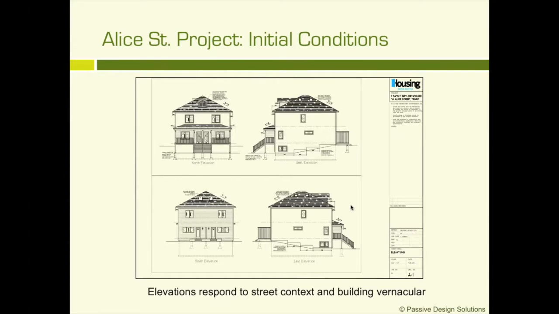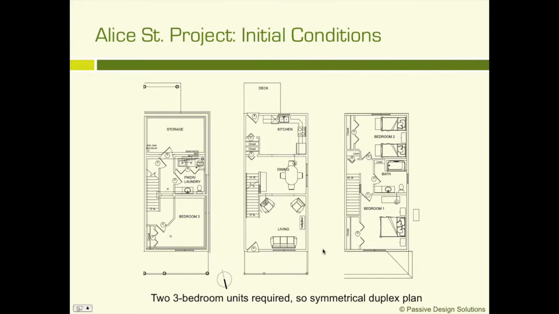The initial design really responded to the street context and the building vernacular, and it was actually quite good as a compact building design. These little dormers are just false roof vents, so it's just a duplex, and it's a cube. So it should have performed quite well. There was a symmetrical plan on the duplex, fairly centralized plumbing, and a 3-bedroom unit on each side of the duplex.